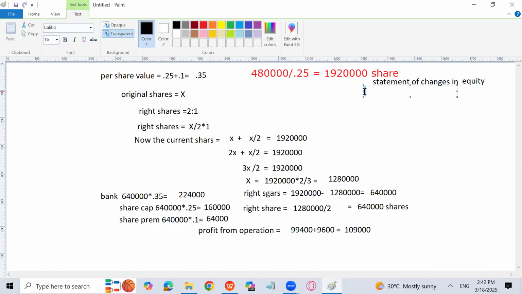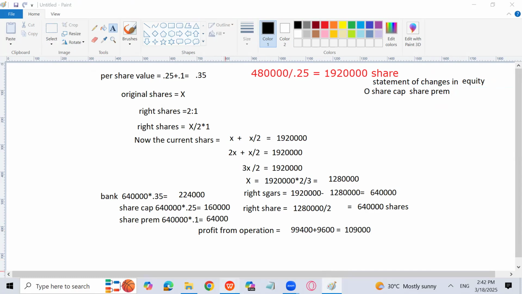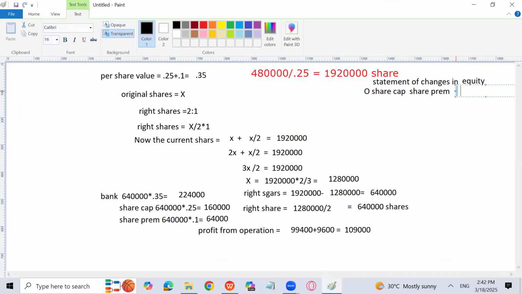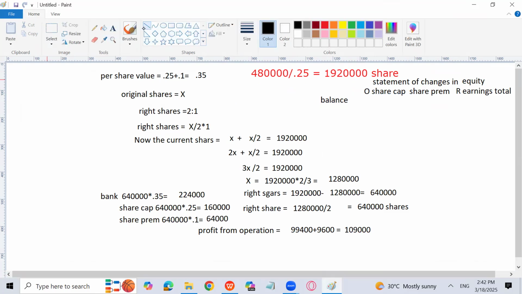So we have ordinary share capital first. Then we have share premium. Share premium, then retained earnings, and then total. General reserve is not given in the question, so that's fine. And then we will go for the total. So let me write the balance first. So balance is not known, but I know the balance at the end. So I will write the balance at the end. Whatever is available with me, I will write here.